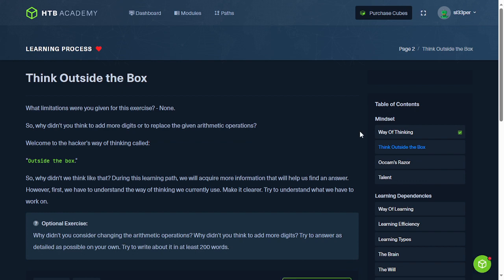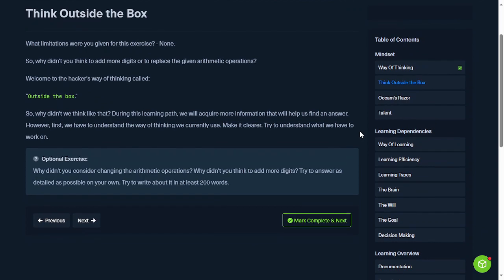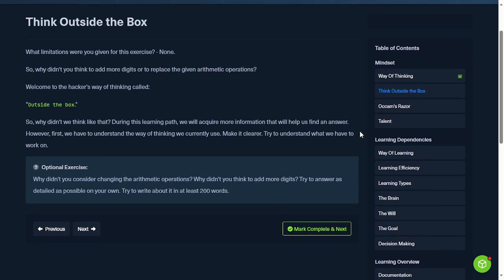Thinking outside the box. What limitations were you given for this exercise? None. So why didn't you think to add more digits or to replace the given arithmetic operations? Welcome to the hacker's way of thinking, called outside the box. So why didn't we think like that? During this learning path, we will acquire more information that will help us find an answer. However, first, we have to understand the way of thinking we currently use. Make it clear. Try to understand what we have to work on.